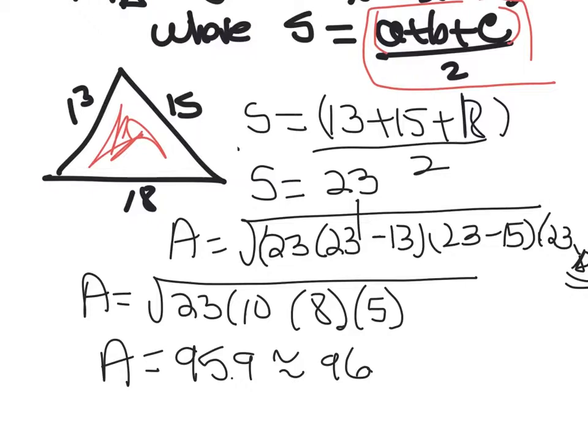And you're done. That's how you find the area of a triangle if you know all three sides. It doesn't use any trig. You don't need trig.